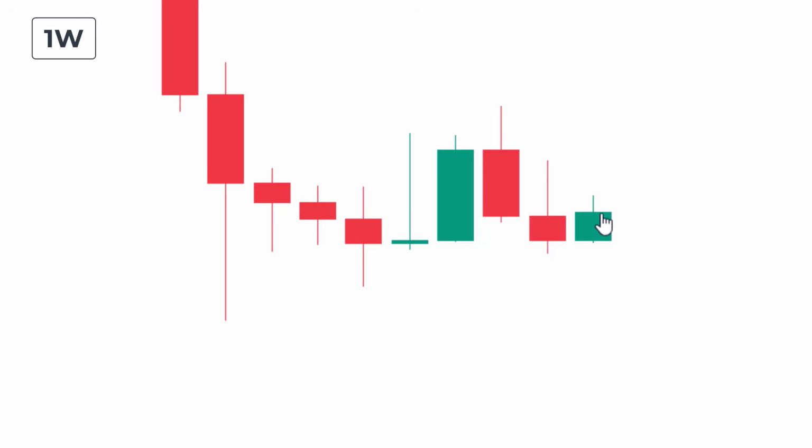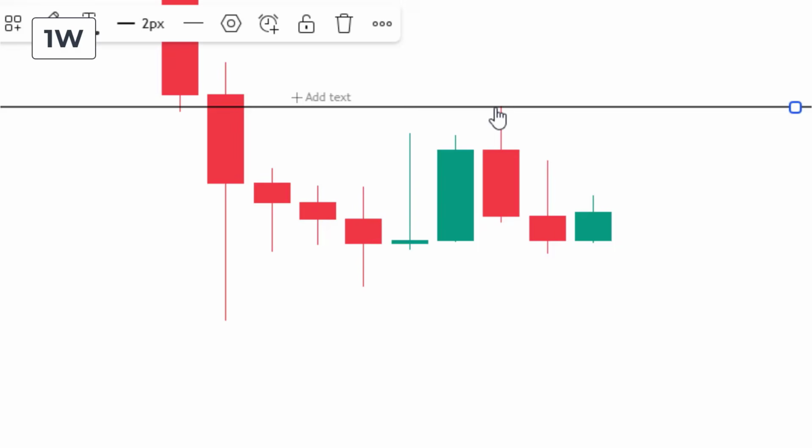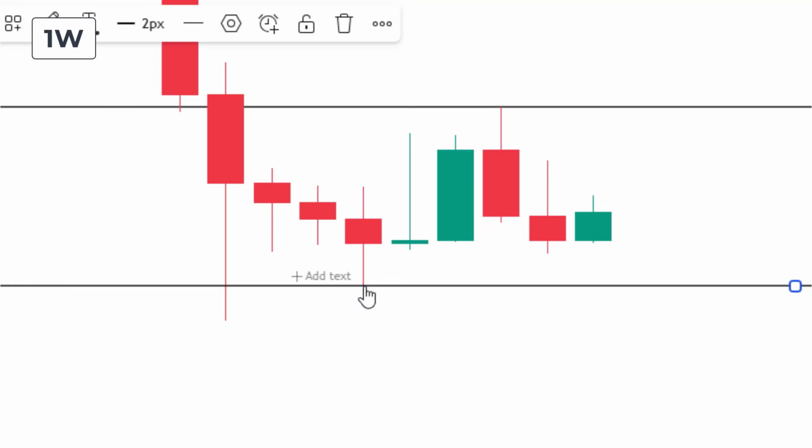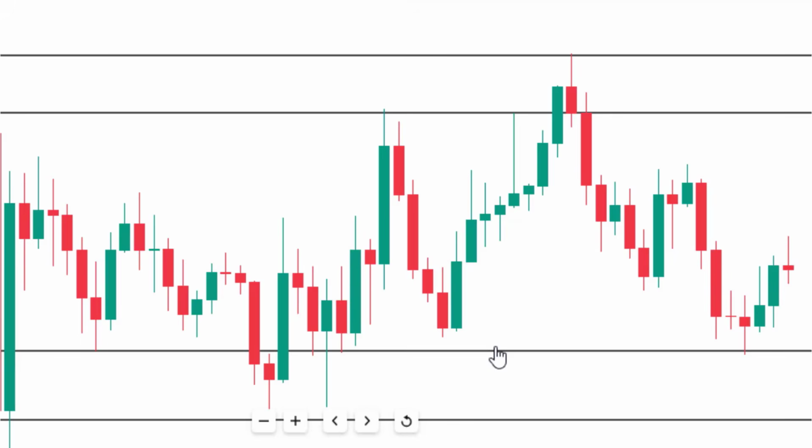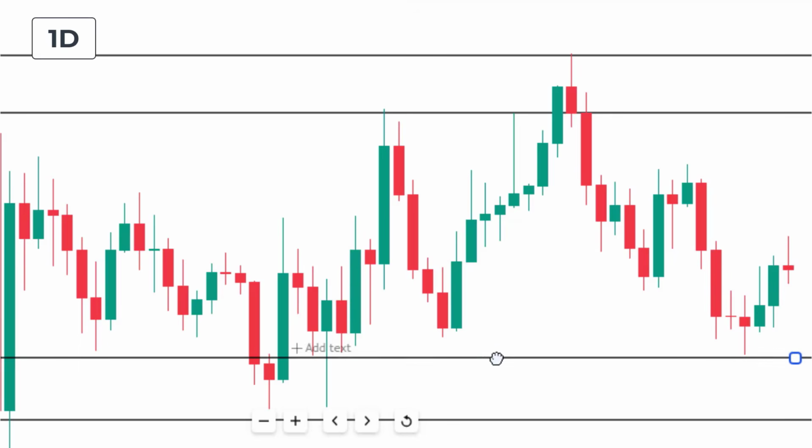Now, here I am on the weekly chart. This is where the current price is. First, I will mark this swing high and swing low, and here we have a resistance level. And here we have a support level. You can see we have 3 endpoints here. Now let's move to the daily chart.